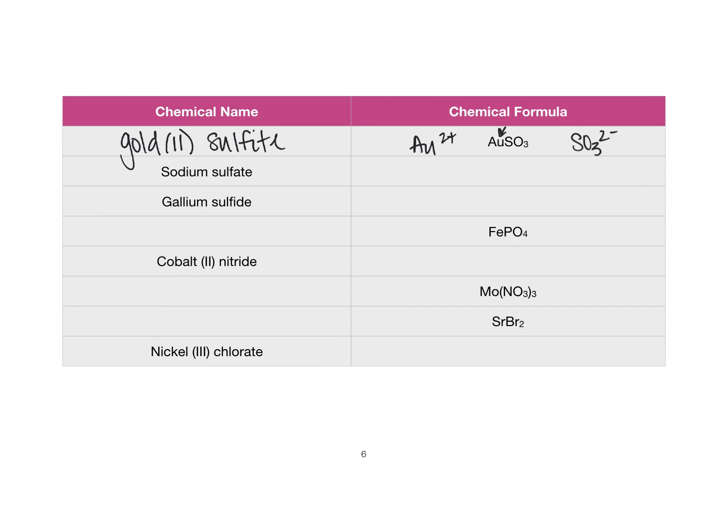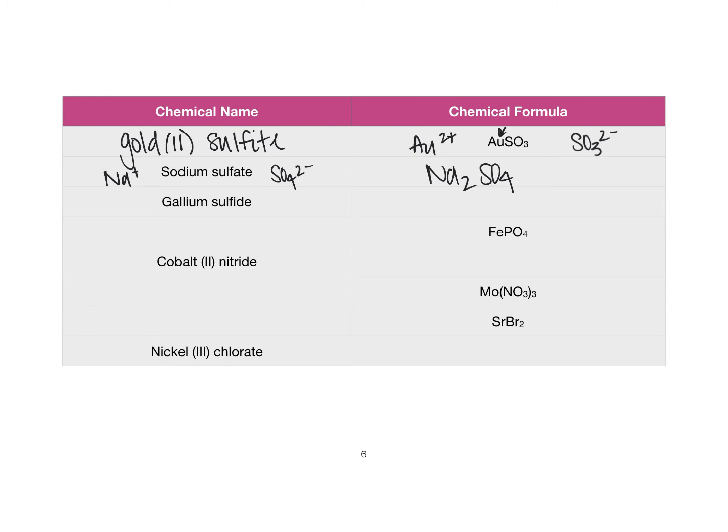So the next one is the sodium sulfate name. So we know that sodium is Na plus and sulfate is SO4 2 minus, which means we have to have 2 sodium ions to balance out. So Na2SO4. Now, if you want to, you could pause the video and try to complete the rest of this table on your own. And then I will talk through the answers. Otherwise, you can continue to watch along.